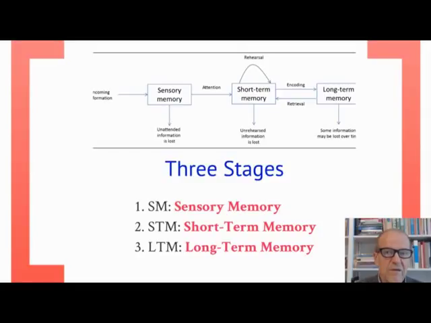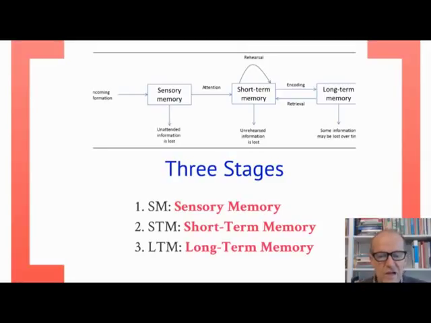But the problem is not so much the storage, the encoding, but to find the information in long-term memory through the process which is called retrieval. So finding something back in memory. That's far more difficult than bringing it into memory. But these are the three stages, the three platforms, the three stores, as you'd like to call it.